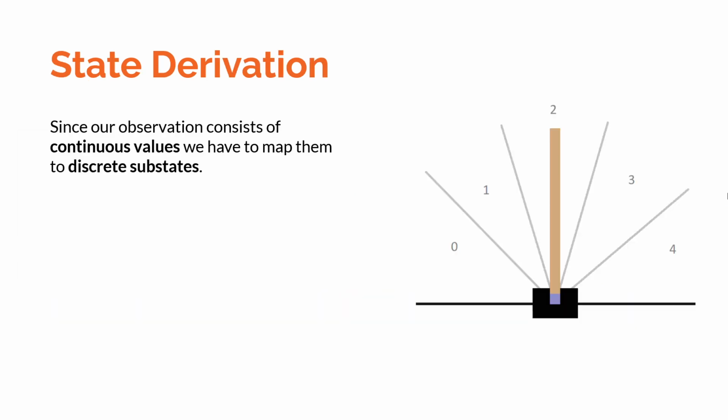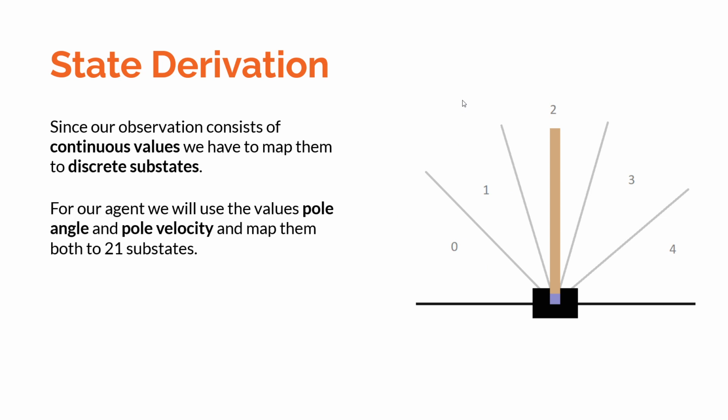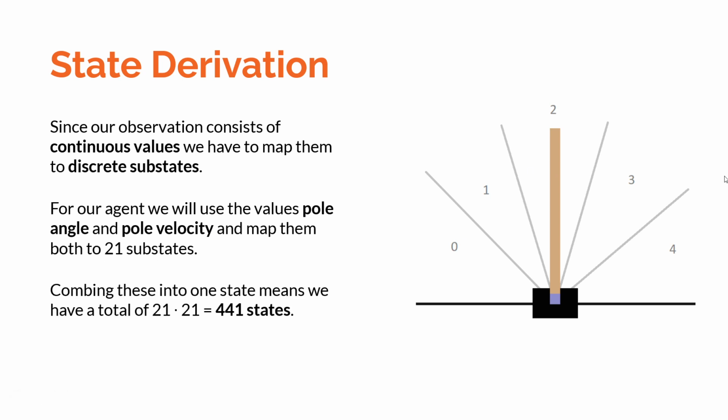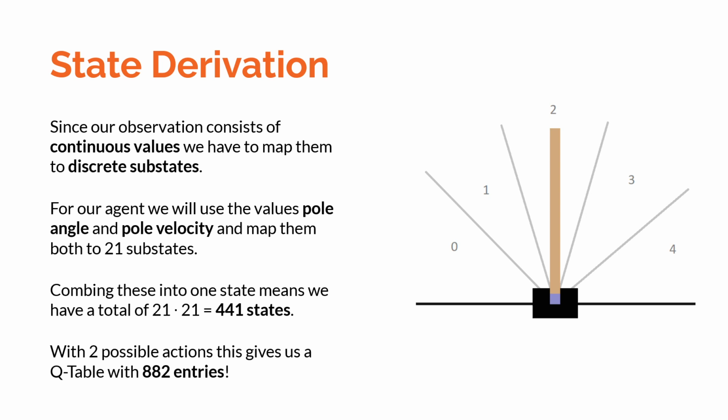So to get the states, well, we have continuous values in our observation, so we need to cut them into discrete states. Here's an example of how that could work. For our agent, we will use only pole angle, as you can see here, and the pole velocity, and map them both to 21 substates. That means if we combine them into one state, we have 441 states, and with two possible actions, that means our Q table has 882 entries.